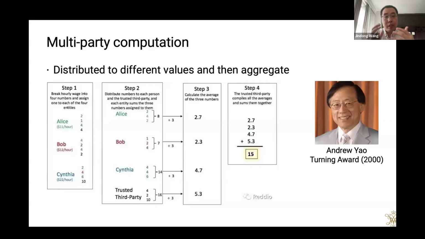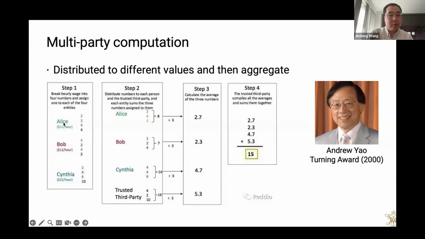But we want to know their average salary without knowing who contributes what. We don't know Alice, we don't know Bob, we don't know Cynthia, and we don't want to explicitly trigger these kinds of queries, but we want to know their average. So what we do is go through multi-party computation. How we do it is very easy and interesting.